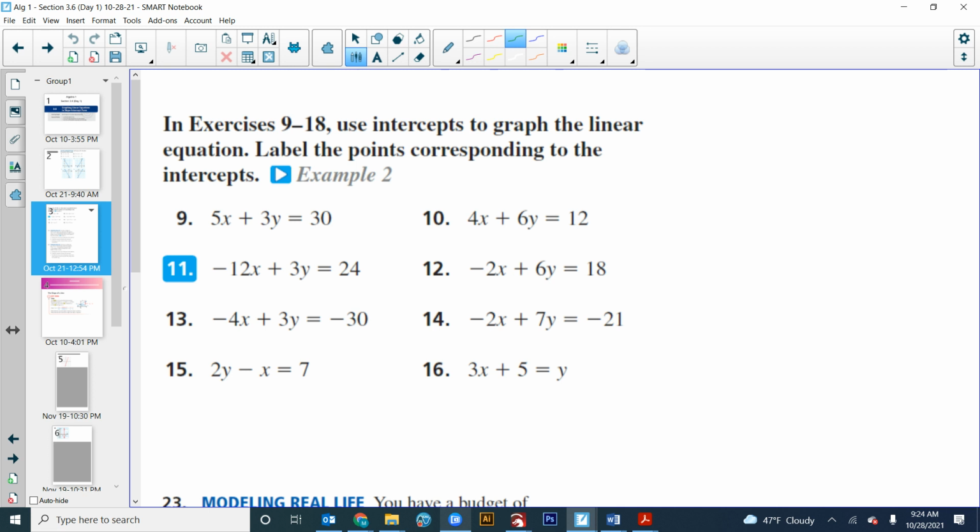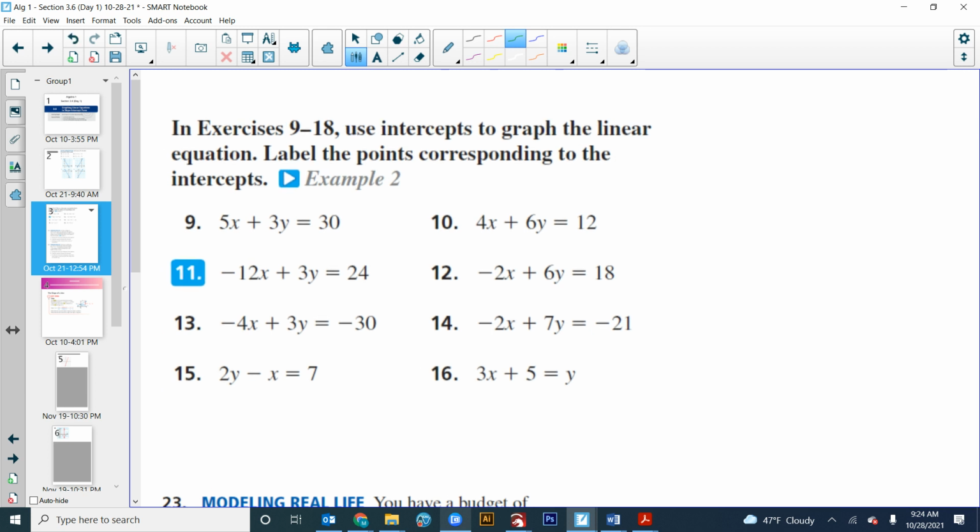I want to go over two problems. I think this one was probably one of the trickier ones. So I want to go over that one. Okay, so everybody look at 16, please. We need to get the x and y intercept so we can graph. 3x plus 5 equals y.